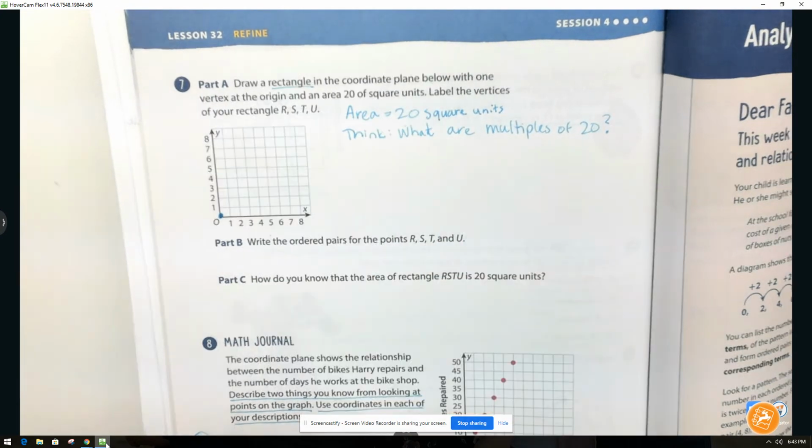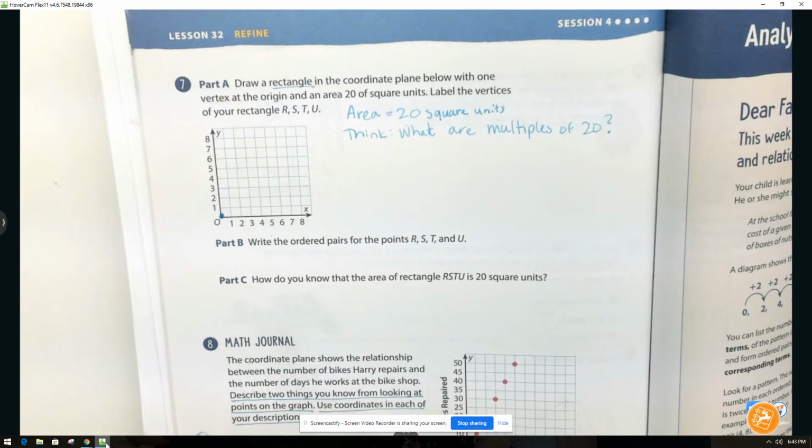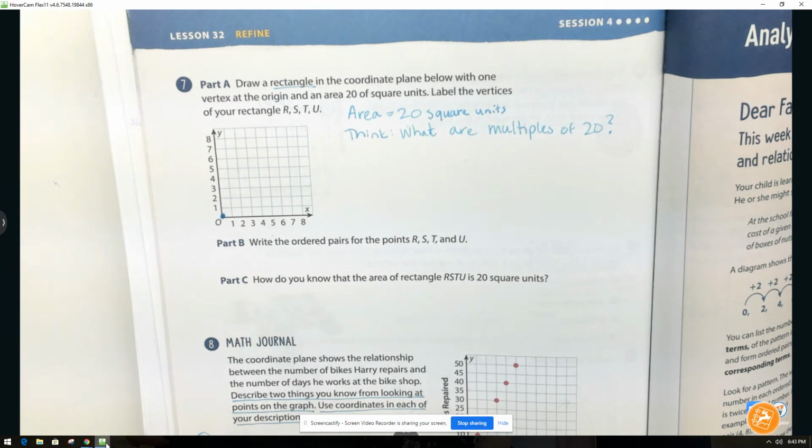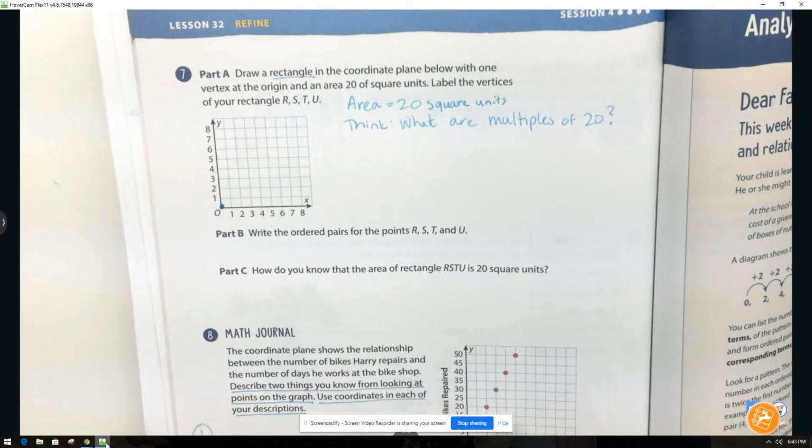Now, think to yourself, what are multiples of 20? That's really going to help you to do this, because if you can think of your multiples of 20, it's going to help you to pretty easily draw that rectangle.